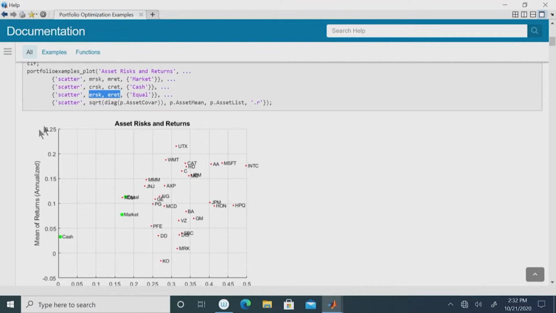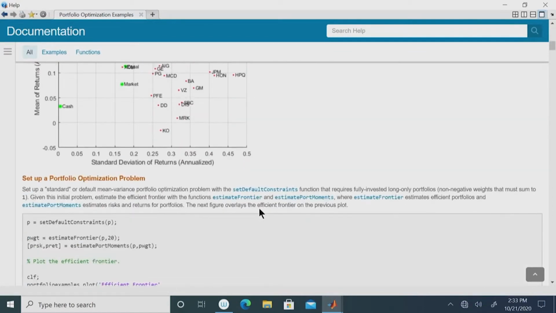So, this is just a mu sigma scatter plot of all the companies that have been considered in the database, their expected return and risk as given by the standard deviation, along with the risk and return of the cash, the market and the equal weighted portfolio. This is the basic plot that we have for this database of blue chip stock.